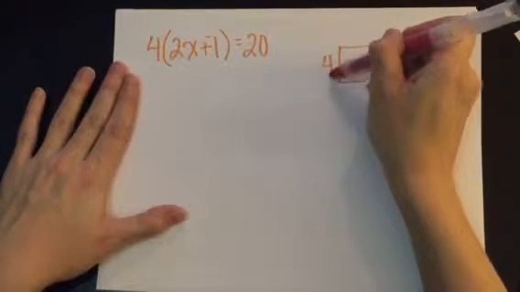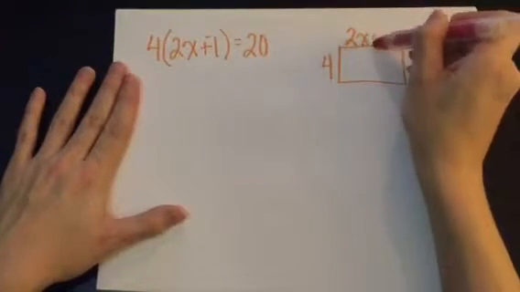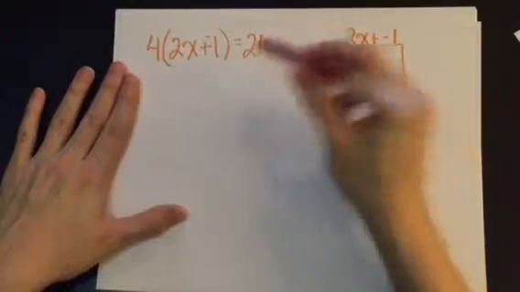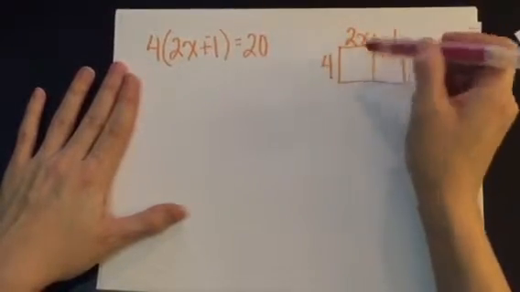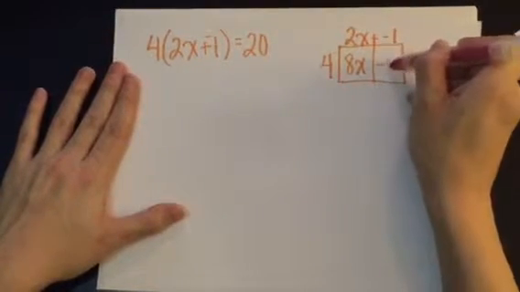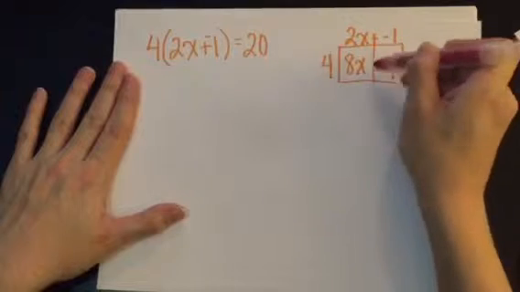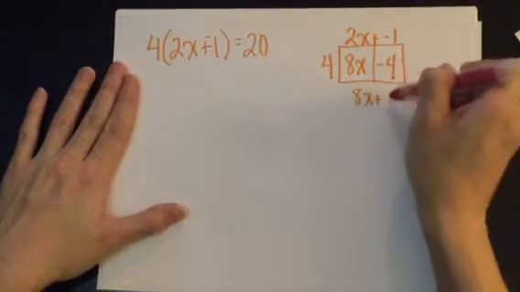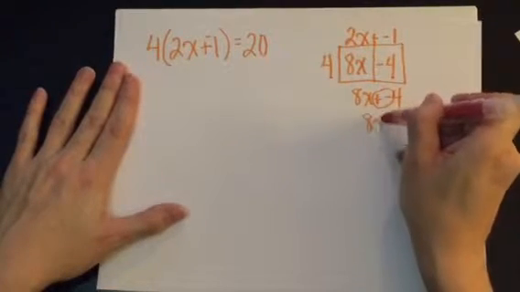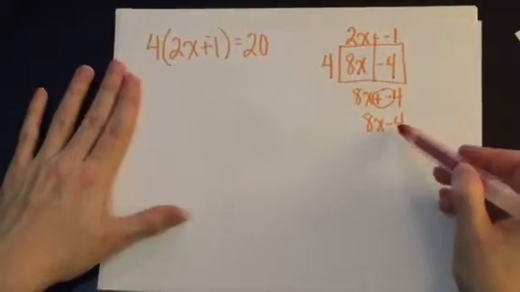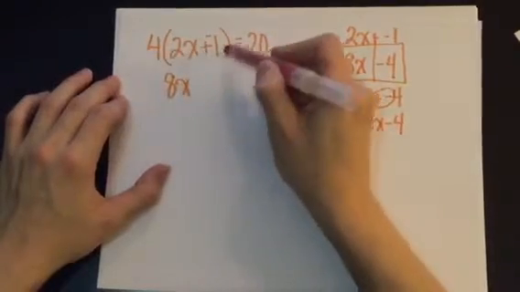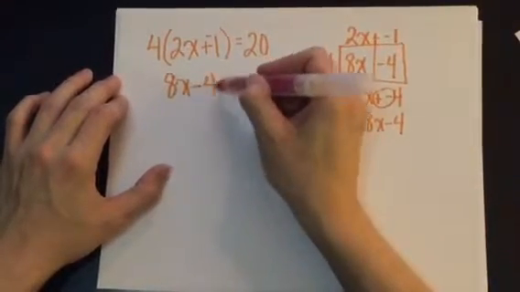The length is 4, our width is 2x plus negative 1. And now we can find that area to simplify this. So 4 times 2x is 8x, and 4 times negative 1 is negative 4. And this whole area is 8x plus negative 4. Or we know that this is 8x minus 4. So what I've done is simplified this. So this equals this. So I'm going to replace it.